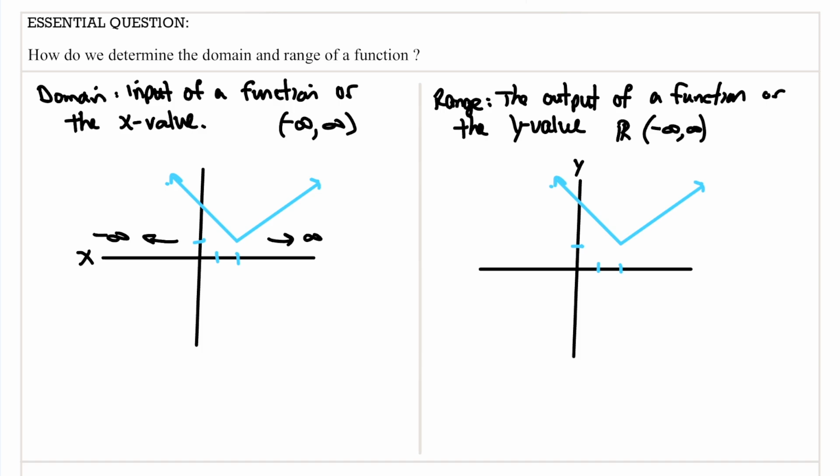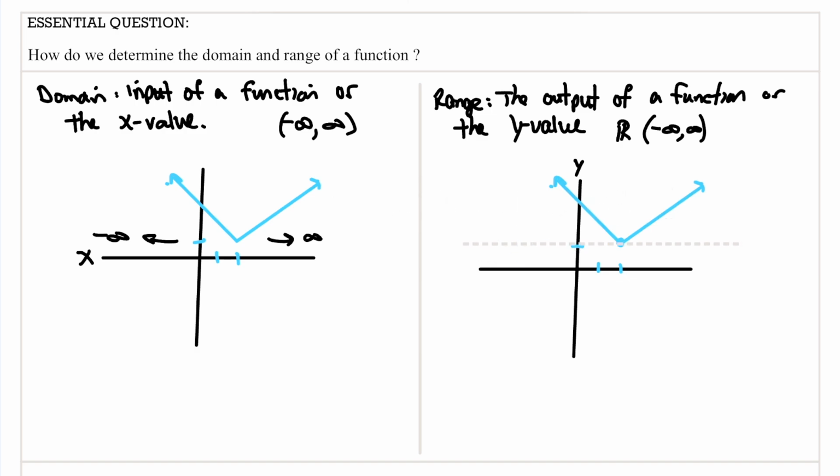So then now let's look at the output, or the y values. If we plug in 2 here, notice we get this point, which is our vertex. So that would be the point at 2, 1. So if we plug in 2 along the y-axis, the lowest point we get is 1. It never drops below 1 on the y-axis. So there's our low point.